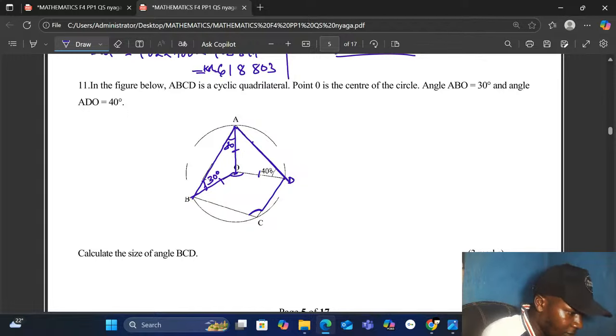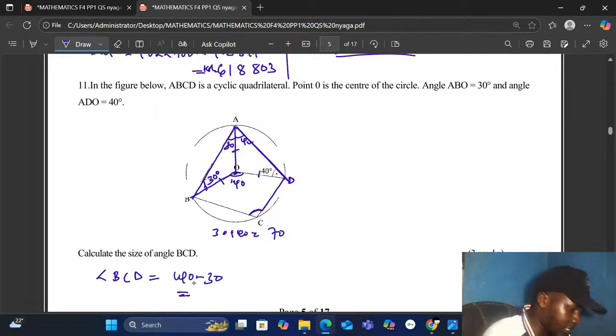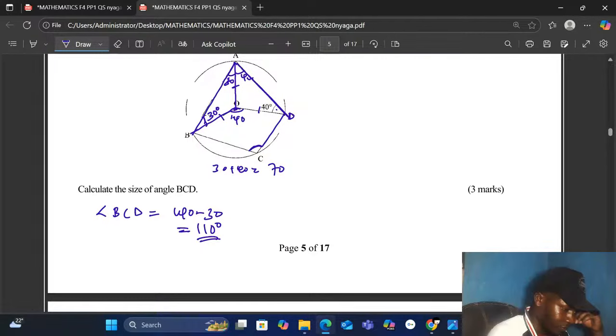Then if this is 40, when you add 30 plus 40, you get 70. So the whole of this angle is 70, and we know that the angle at the center is twice the angle at the circumference, therefore 140 degrees. Simple as that. Then you get your 3 marks.